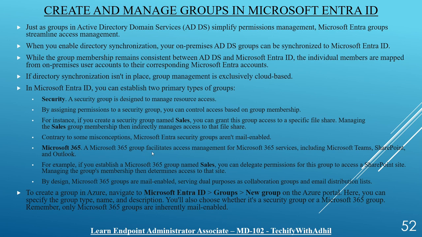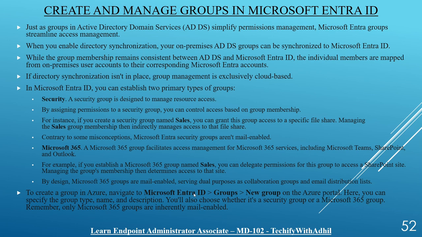The next group type is Microsoft 365. A Microsoft 365 group facilitates access management for M365 services including Teams, SharePoint, Outlook, etc. For example, if you establish an M365 group named Sales, you can delegate permission to this group to access a SharePoint site. Managing the group's membership then determines access to that site. M365 groups are email enabled. So if you need a group or users to have email enabled, then you must add them to the Microsoft 365 group, serving dual purposes as a collaboration group and email distribution list.